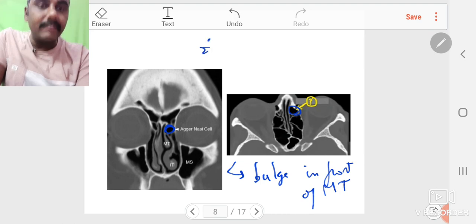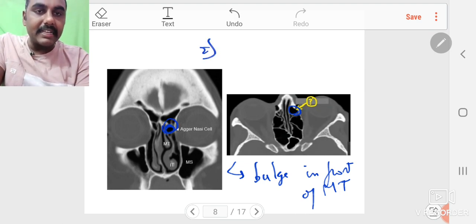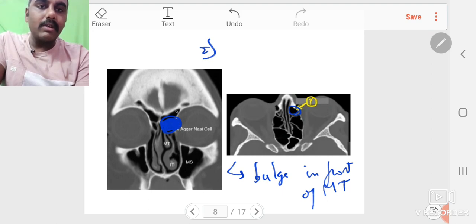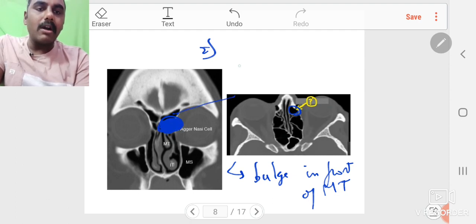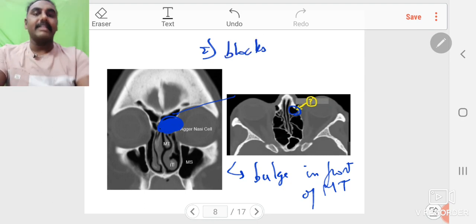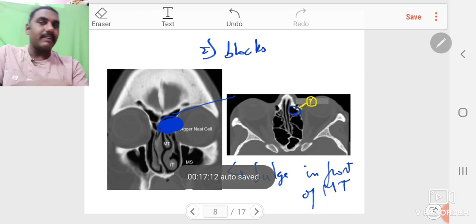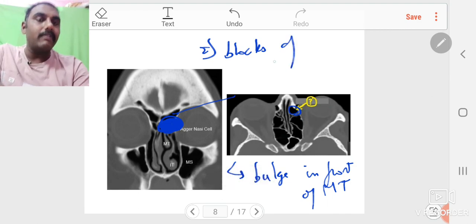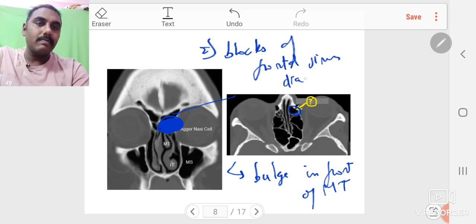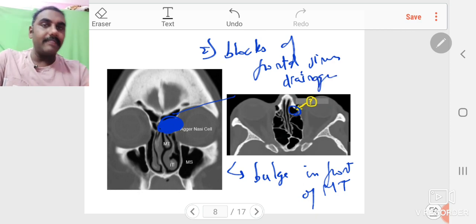What is the second significance? Say this agger nasi cell is getting bigger and bigger. What is this one? This one is a frontal sinus, right. If this goes bigger and bigger, it blocks the drainage of the frontal sinus. If there is hyperpneumatization of agger nasi, it causes blockage of the frontal sinus drainage. So these are the two significances of the agger nasi cell.